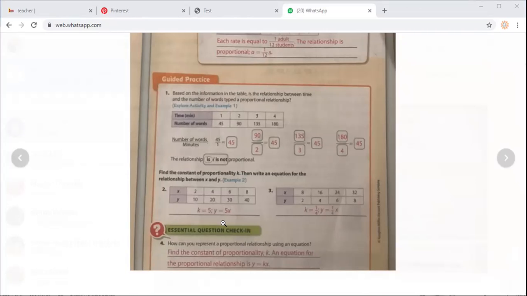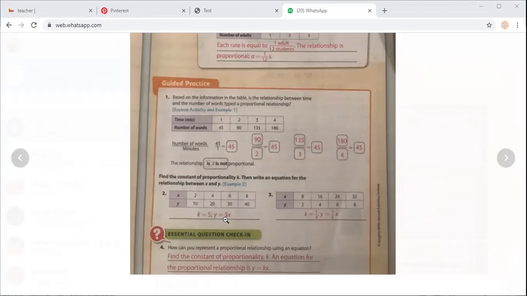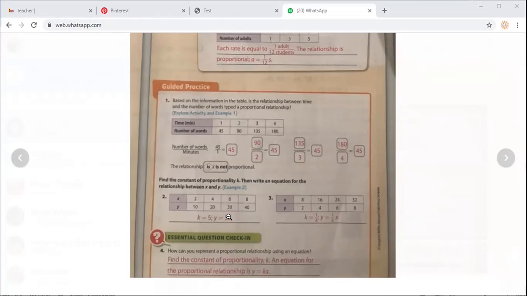So what is the first step? 10 over 2. Thank you so much. What is the second step? 20 over 4. Thank you. What is the third step? 30 over 6. Thank you. Then 40 over 8. Then 10 over 2 will be 5. 20 over 4 will be 5. 30 over 6 will be 5. 40 over 8 will be 5. Then k equals 5. How will we form the equation? It will be y equals 5x.